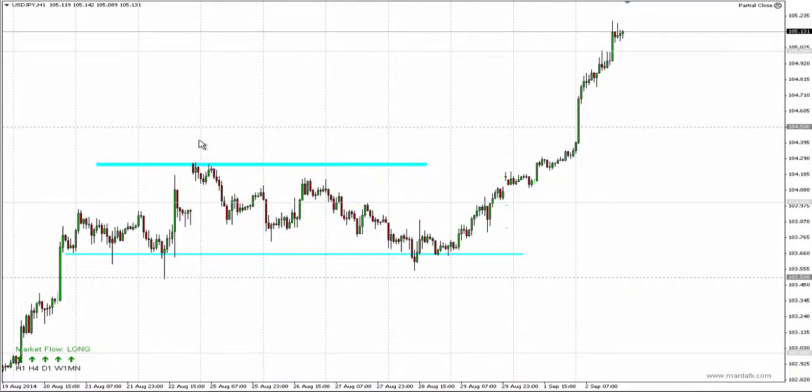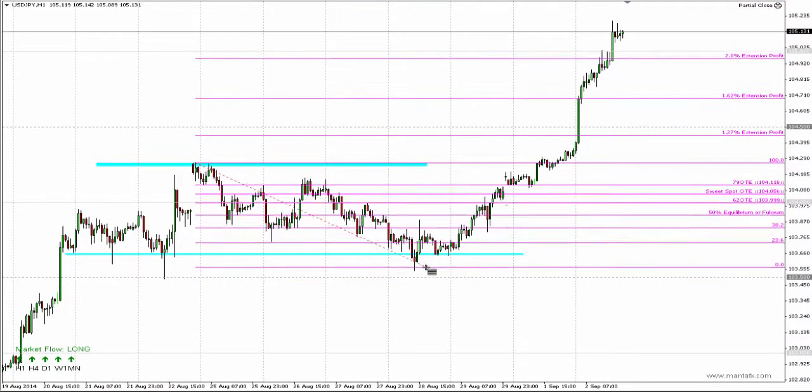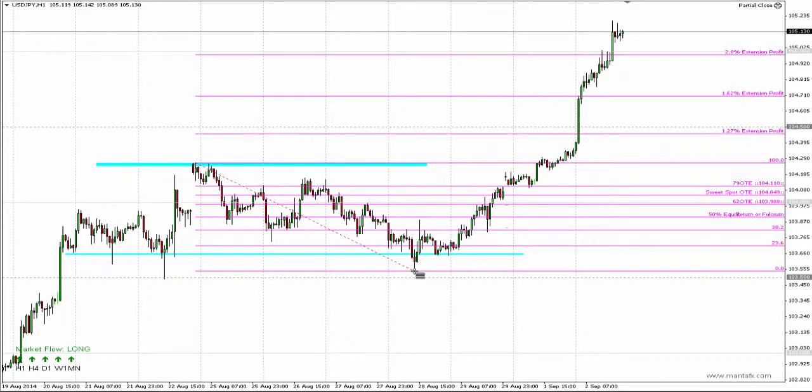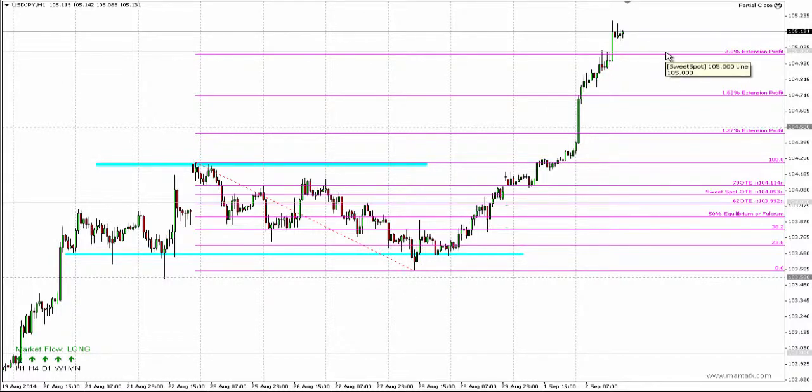And let's see if the target has been reached. Yeah, actually it did reach the 2.0. It went further than the 2.0 extension already, in a very bullish market, as we can obviously see. The 2.0 extension profit level has been taken out with no problem.